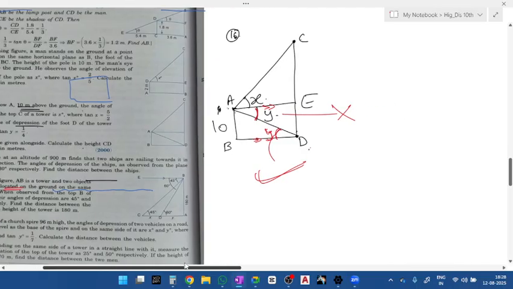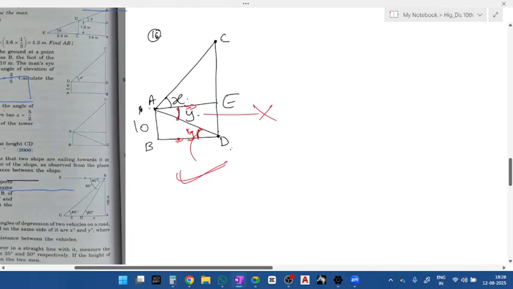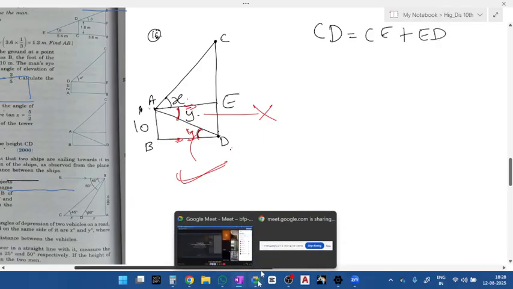Okay, fine. First question. We need two triangles here. If you want to find the length of CD, students, CD is made up of how many sides? CE plus ED.